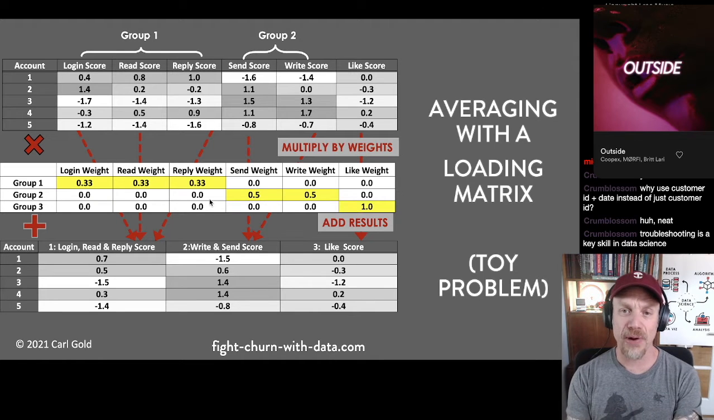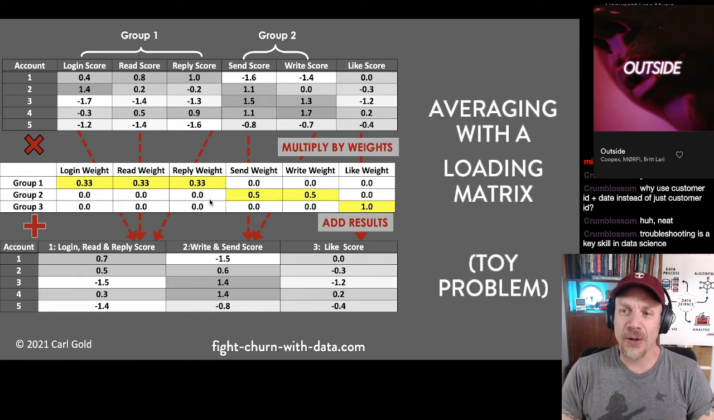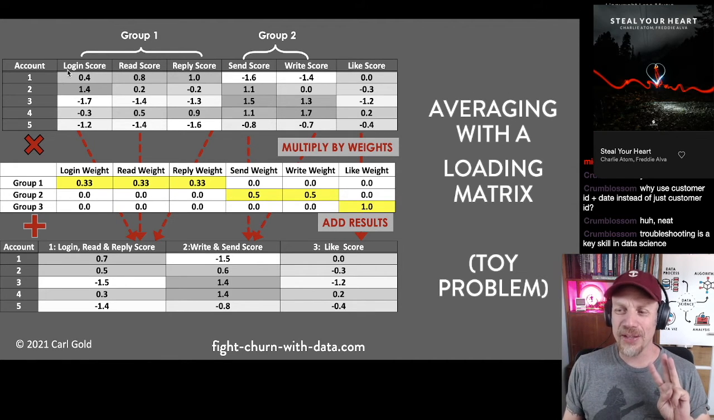And this is what I mean by grouping together highly correlated metrics. This is a toy problem demonstrating the use of what you call a loading matrix to group the metrics. Suppose we had 3 metrics that were highly correlated: login, read, and reply. These are not exactly the metrics from the data set. And then you had these other metrics which were correlated: write and send. And then one more metric which was not correlated.